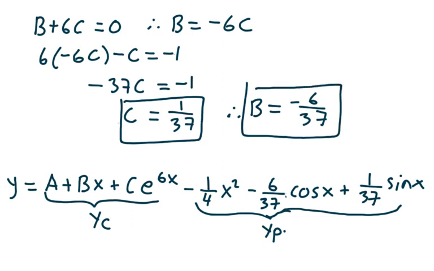And so if I put it all together, I get y equals a plus bx plus ce to the 6x. That's my complementary solution. And then my particular will be negative 1/4 x squared minus 6/37 cosine x plus 1/37 sine of x. And that's how we solve example 5.